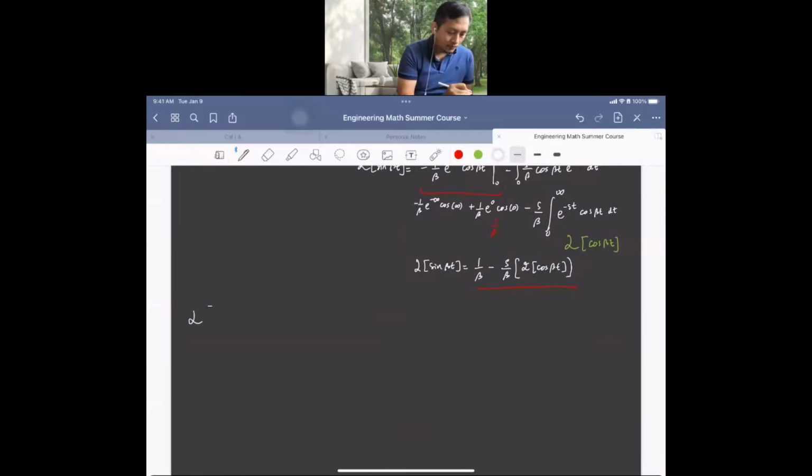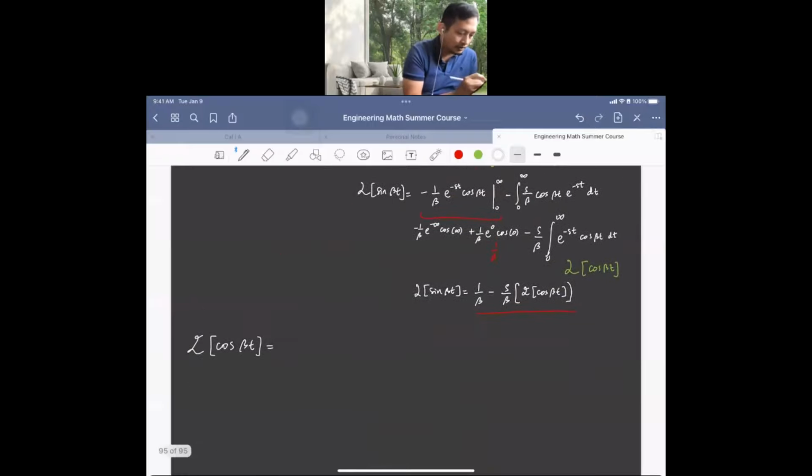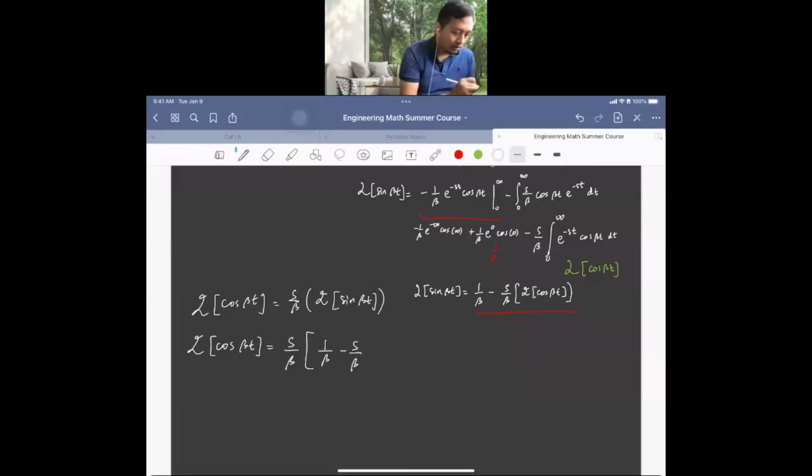Let me write here, Laplace of cosine beta t is equal to s over beta, and multiply with 1 over beta from this side here, minus s over beta. Or let me write completely to help you remember that this is from s over beta. This is Laplace of sine beta t. So we can write here, this is Laplace of cosine beta t.